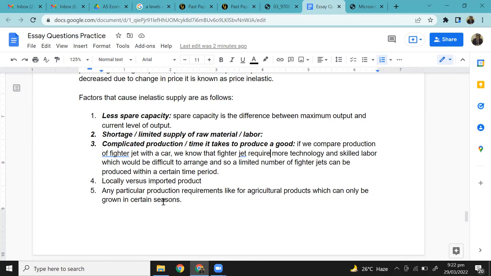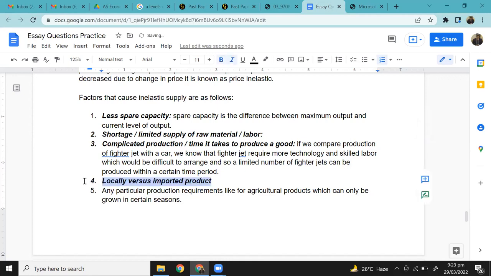Profits continue to increase for the top 100 aerospace companies in the world in 2019. That's interesting, right? Easy, right? Okay, so this is what you need to remember. Okay, then imported versus locally manufactured goods.